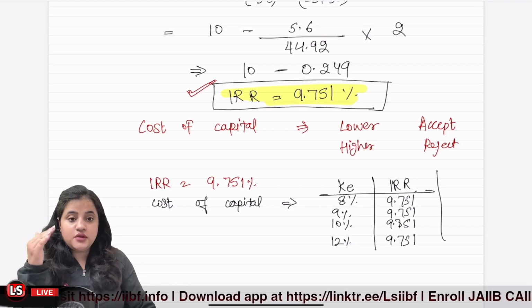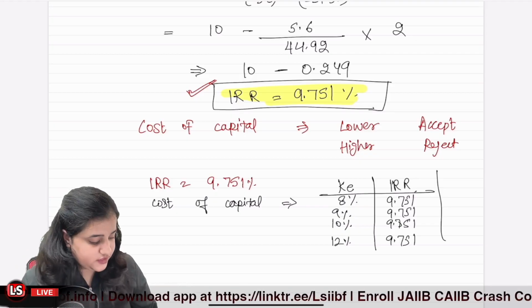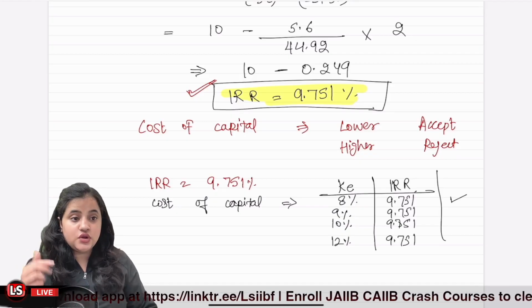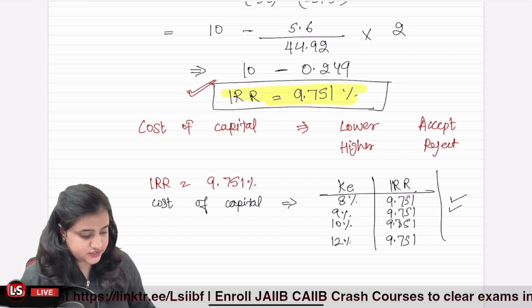Case 1. Cost is lower, IRR is higher. We accept this project. Case 2. Cost is lower, IRR is higher. We again accept the project.